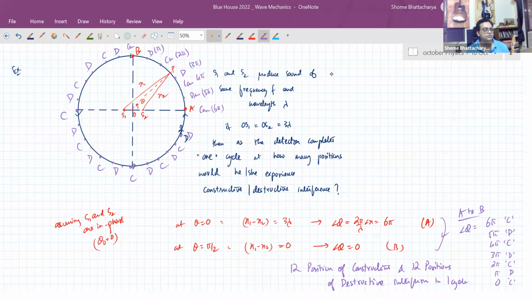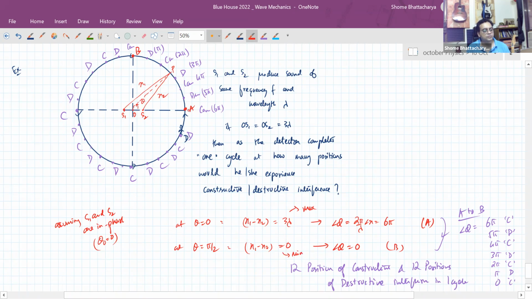Theta is the angular position of any point. Theta is just this angular position. So theta equal to 0 corresponds to this point A, where the path difference is maximum. And theta equal to pi by 2 corresponds to the point B, where the path difference is minimum.